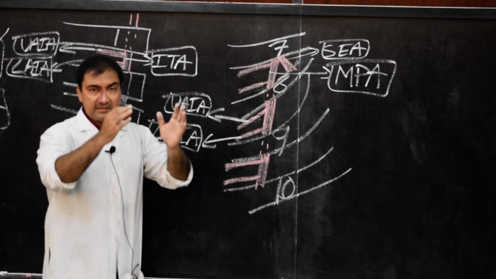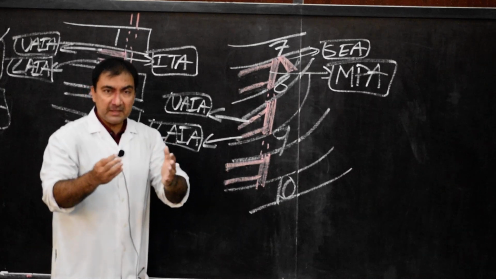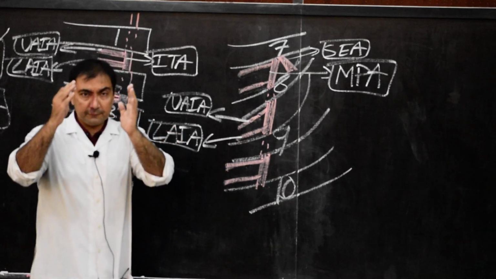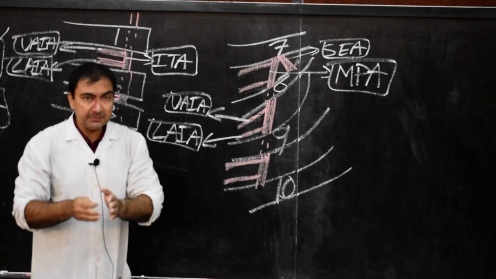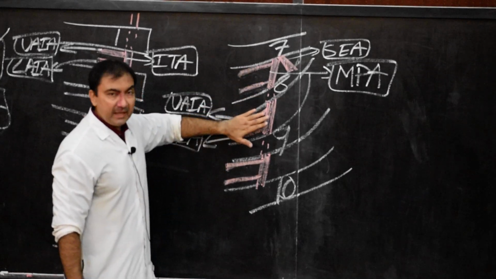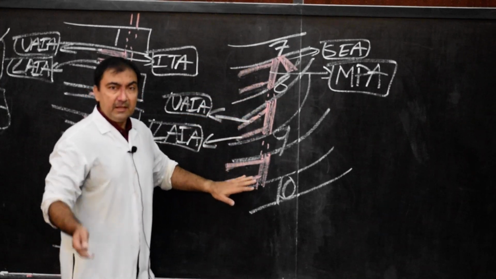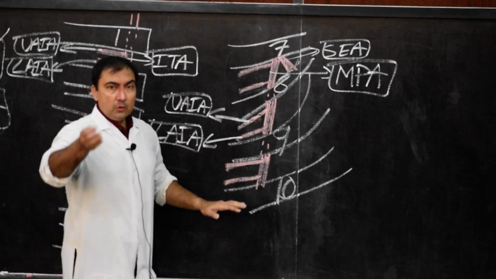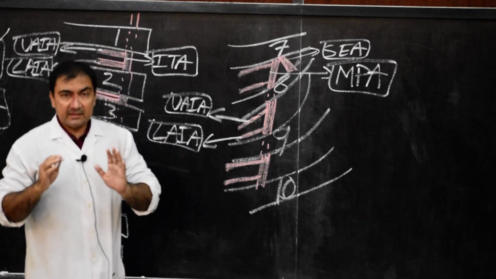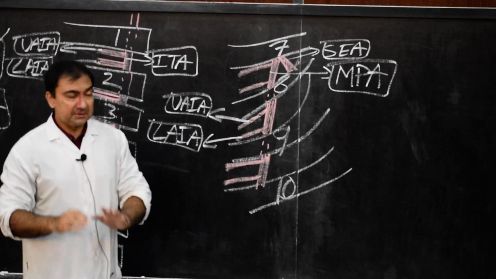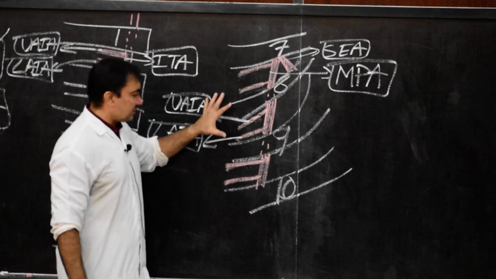So total how many spaces? 9 spaces. In the upper 6 spaces, the anterior intercostal arteries are branches of the internal thoracic artery, and in the lower 3 spaces, that is the 7th, 8th and 9th space, the anterior intercostal arteries are branches of the musculophrenic artery. Once again I repeat, these are asked in MCQs or in 1 mark question answers. So here we complete our anterior intercostal arteries.